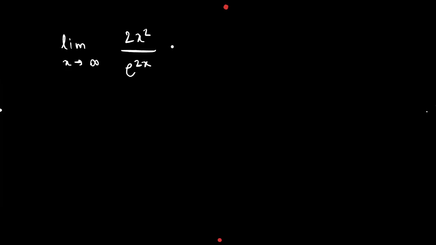So here, if we use direct substitution, we get 2 times infinity squared divided by e to the 2 times infinity. So this gives us an answer of infinity over infinity, which is indeterminate. And so we would have to use our L'Hopital's rule. So if we take the derivative of our numerator, we get 4x, right? And the derivative of our denominator would simply be 4e to the 2x.